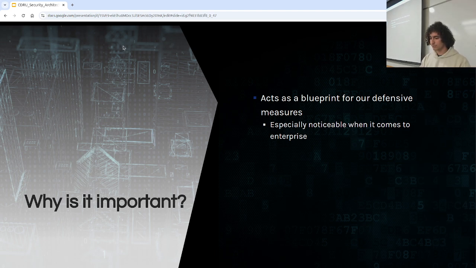This is really noticeable, especially when it comes to, again, enterprise systems. When you have an entire company with multiple people working on a singular system's defense, we want a good outline that people can follow so that when we're planning out our defense, we don't have any unnecessary overlap, or we don't miss any gaps in our potential defense.